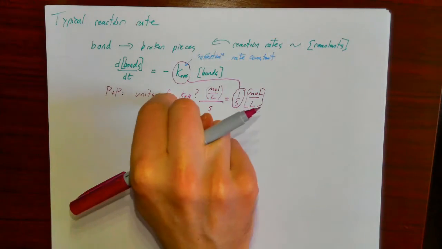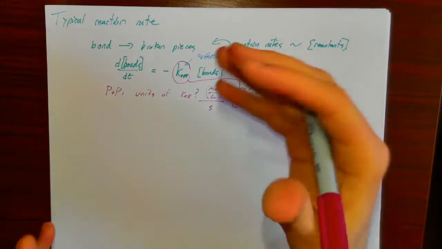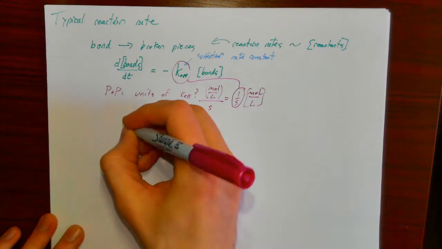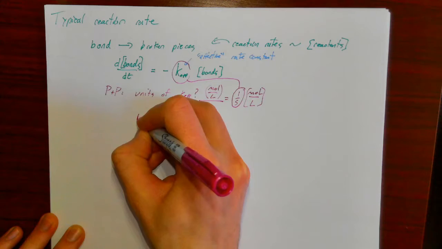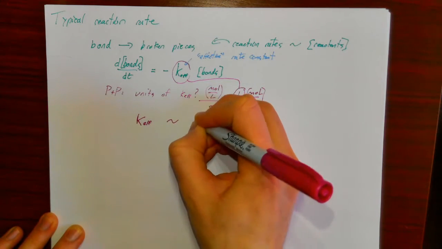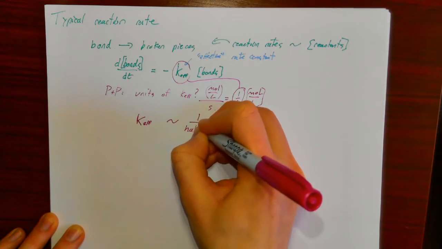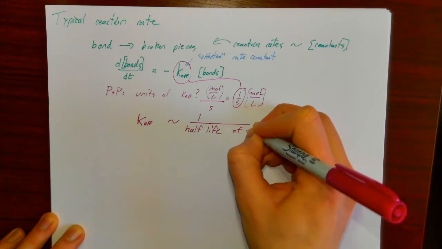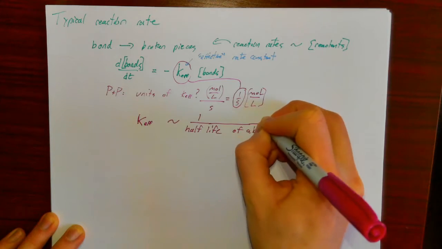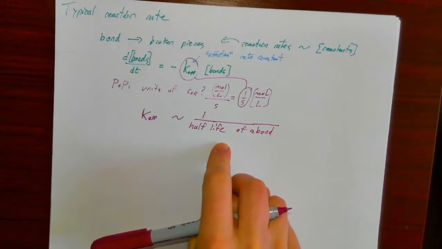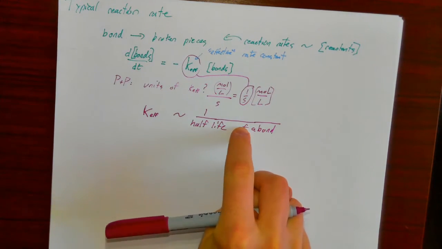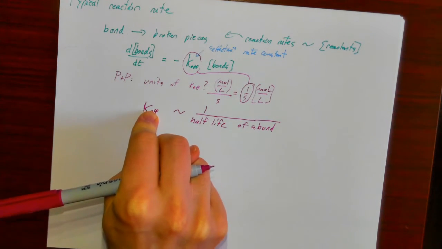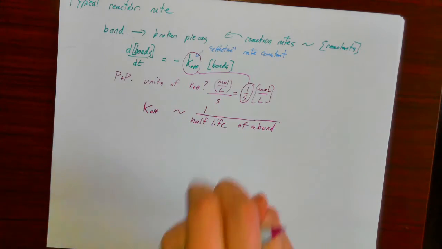It's not exactly true, there's a factor of natural log 2 somewhere in there, but you can think of K effective as like 1 over the half-life of a bond. If it has a very long half-life, it's going to have a very low reaction rate constant. Or if it has a very high reaction rate constant, it's going to have a very small half-life.